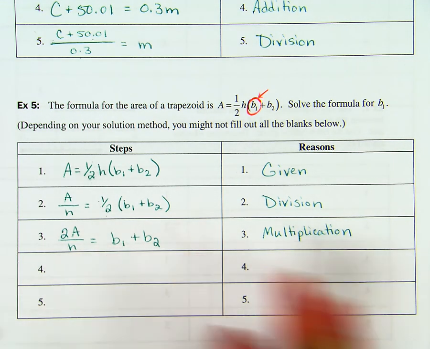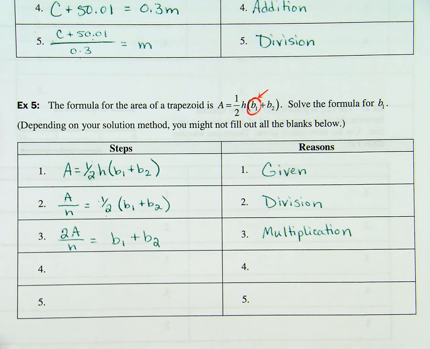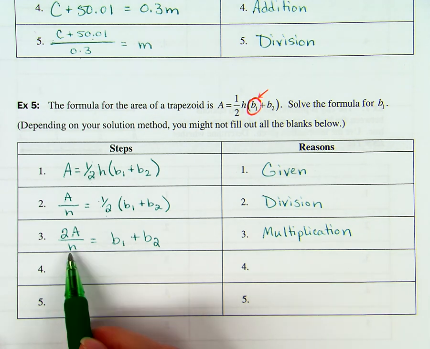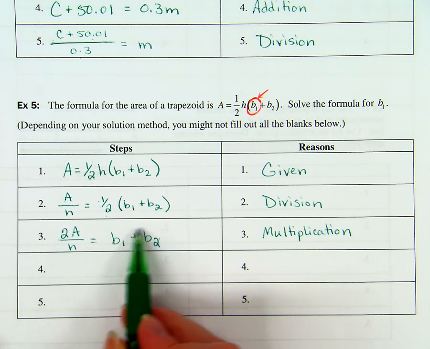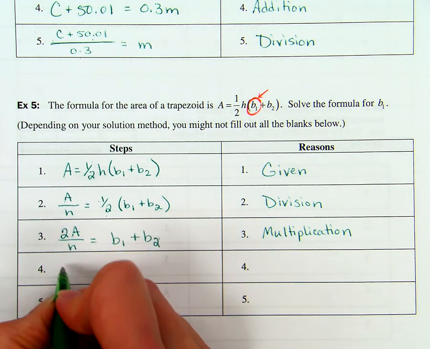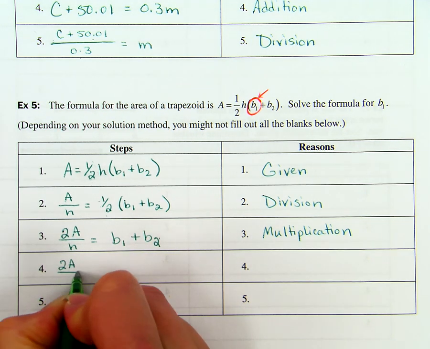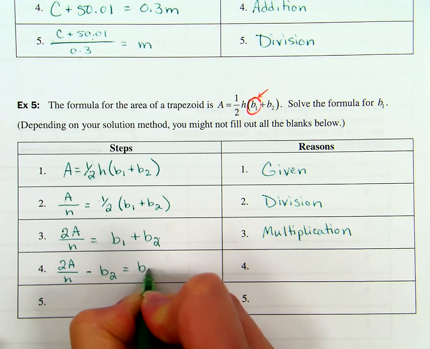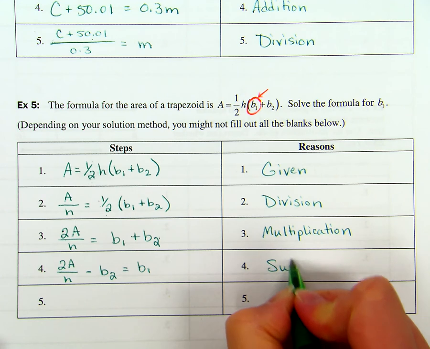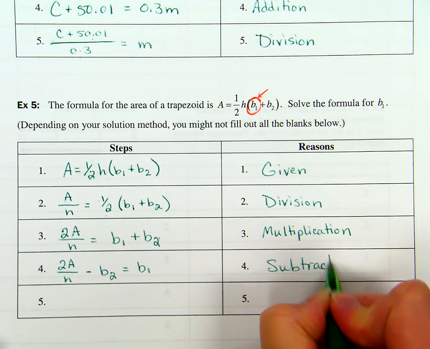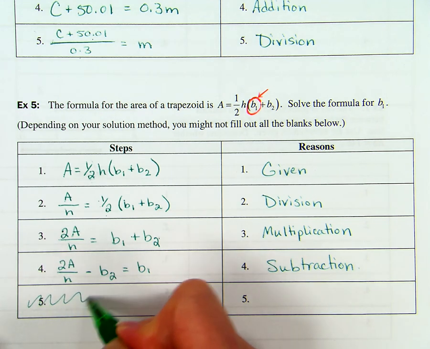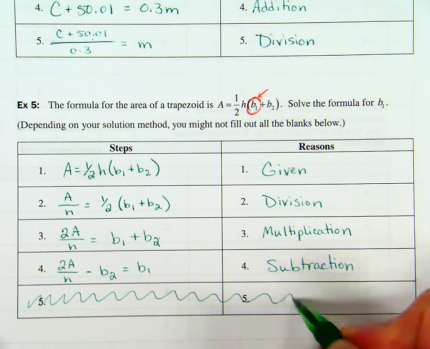Again, I'm trying to get b1 by itself, so I really only have one more step. I need to move b2 to the other side. It's a positive on the right-hand side, so to move it to the left, I'll make it a negative, which means I'm going to subtract b2 from the opposite side of the equation. So I did not need, for this solution method, the final step.